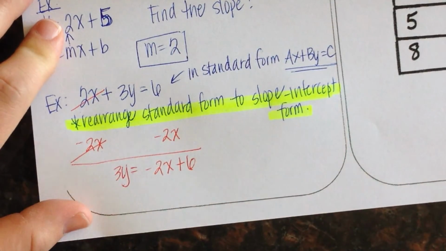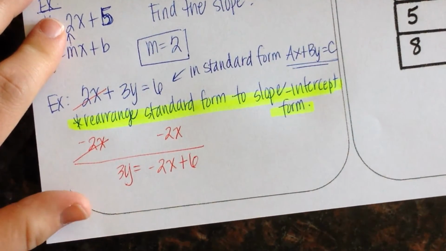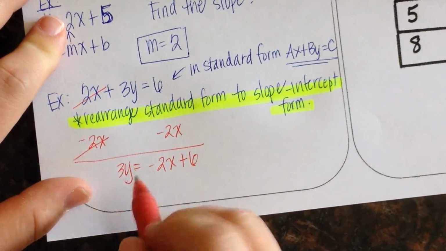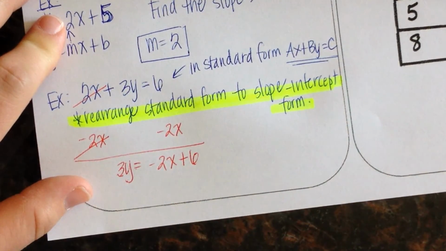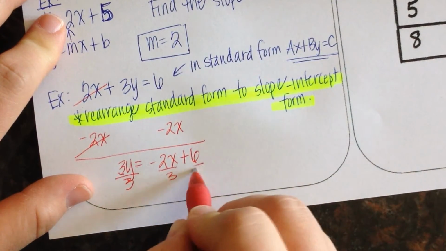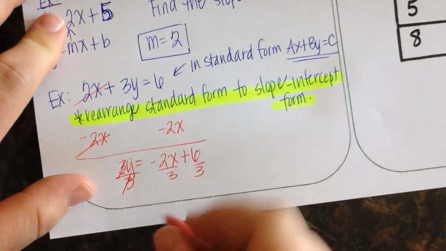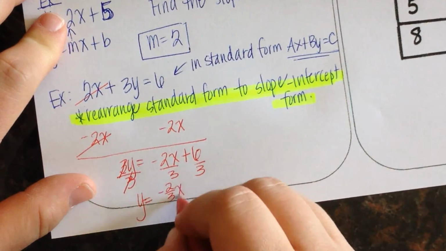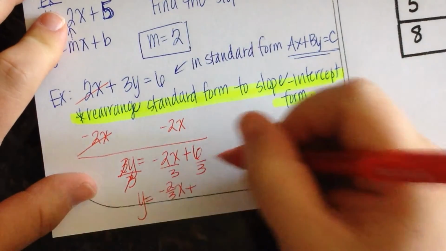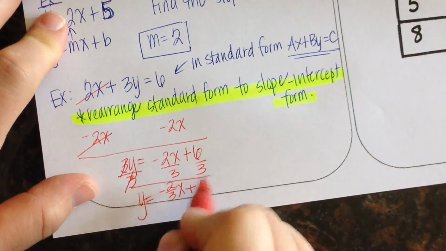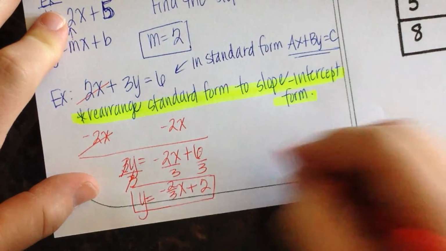Now, don't make the mistake of just looking at your equation here, because slope-intercept form is y by itself. Right now there's a 3 in front. I need to get rid of that coefficient. So divide every term by 3. And so what I get is y equals negative 2 over 3 x plus, what's 6 divided by 3? 2. And so this is my slope-intercept form.